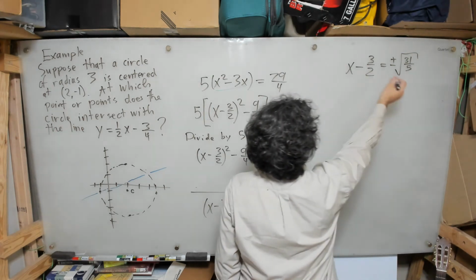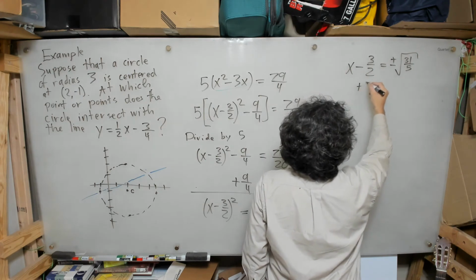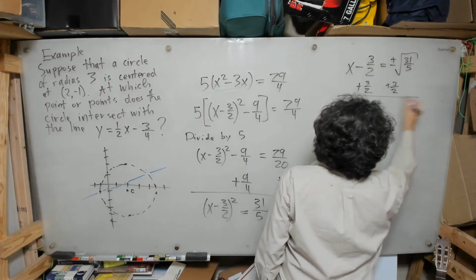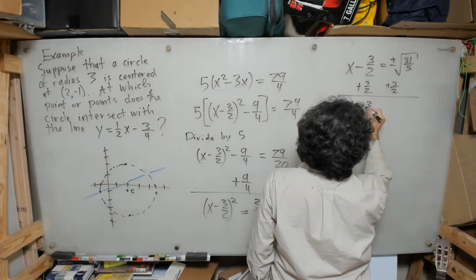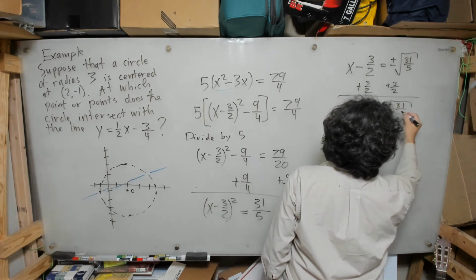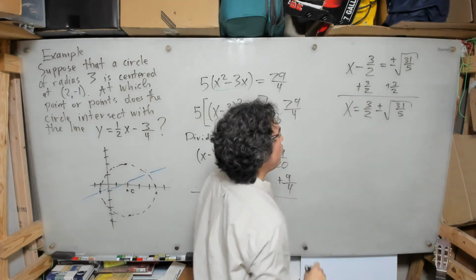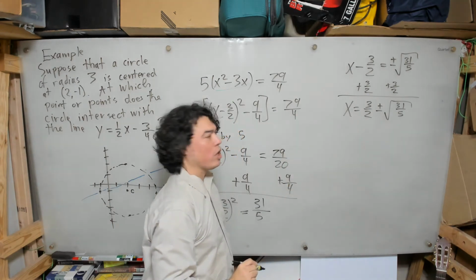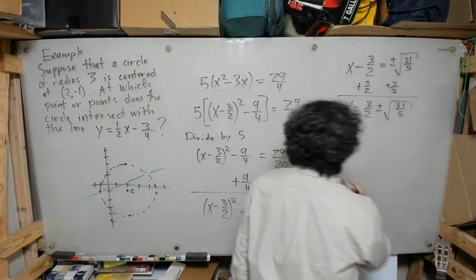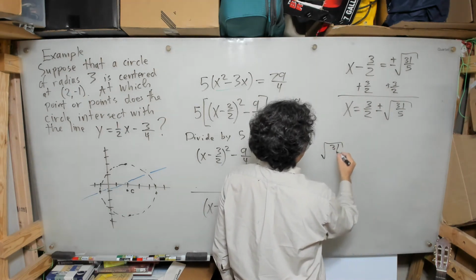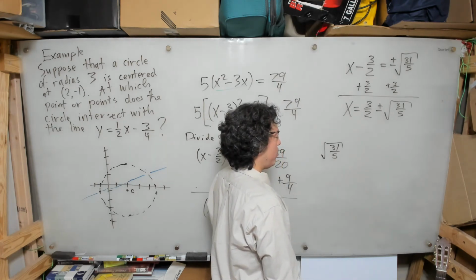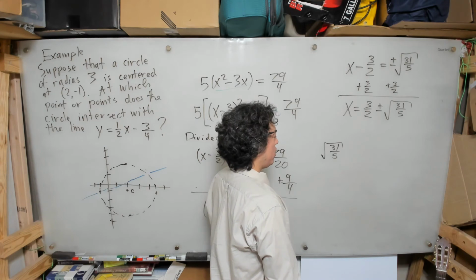And so now I'm going to add the 3/2 to the other side. Plus 3/2, plus 3/2. And finally, we're going to have x equals 3 over 2 plus minus the square root of 31 over 5. And now we're going to do a little bit of cleanup work over here. So for example, the square root of 31 over 5. Now this is not going to simplify for us at all. It has no factors that are going to be duplicated. It's just not a good situation.